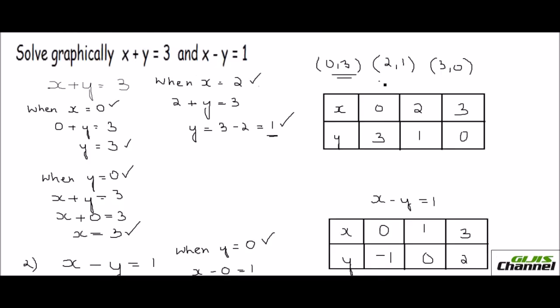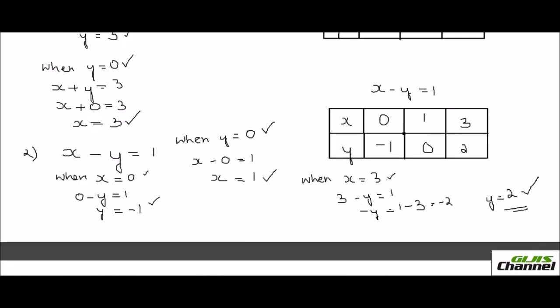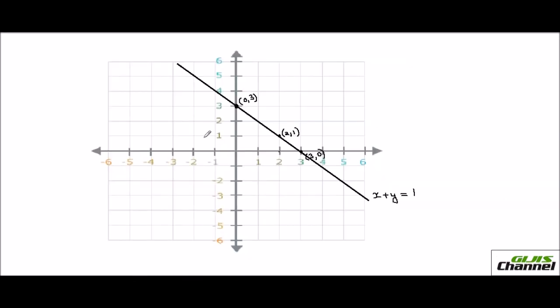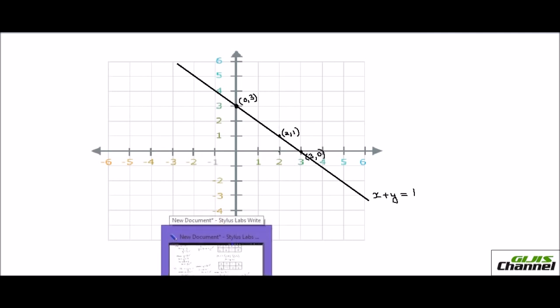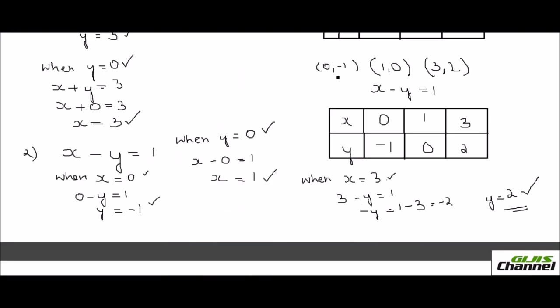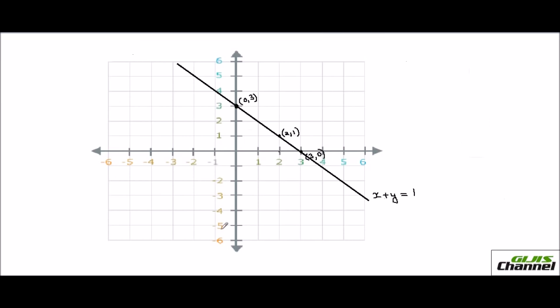And this one is for x plus y equals 3. Right? That we already plotted. Now I'm going to do this second one in the graph. Okay? So the ordered pairs are (0, negative 1), (1, 0) and (3, 2). So let's plot that in the same graph in which we had done already. So now here, what was your value? Your x is 0 and y is negative 1, right?